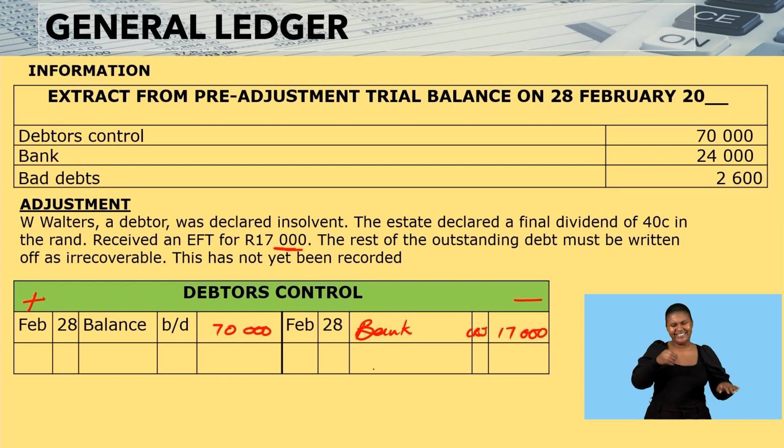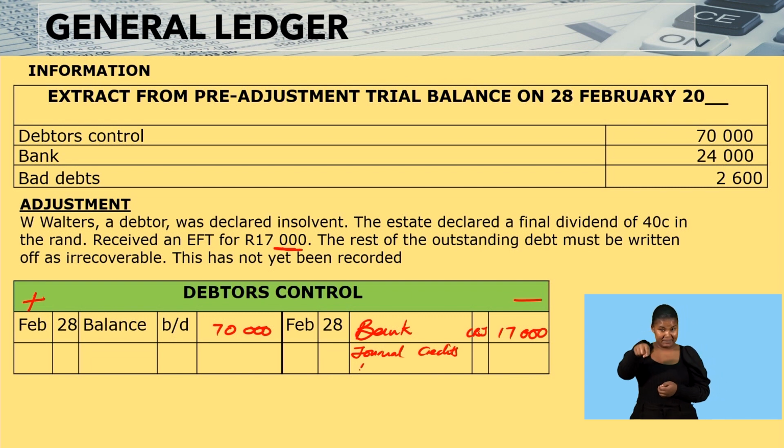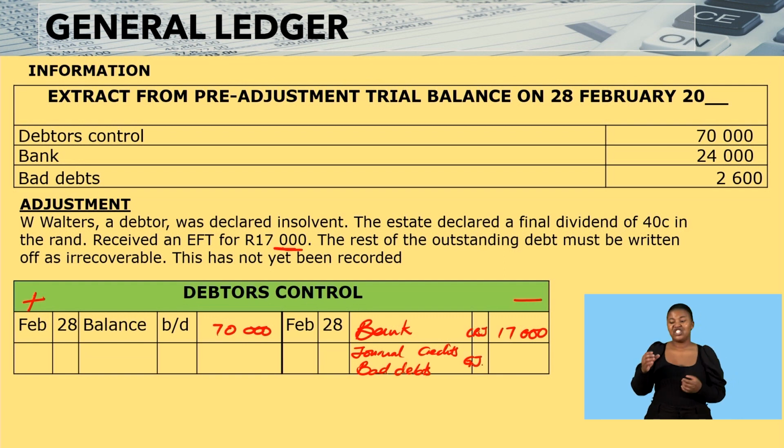But we also wrote off an amount. Remember the 60 cents. So I'll come here, then I'll say bad debts. So remember, this is your general credits. We're talking of bad debts. And this was in the GJ, and it's 25,500. We have recorded this transaction in full then, when we are in the debtors control account.